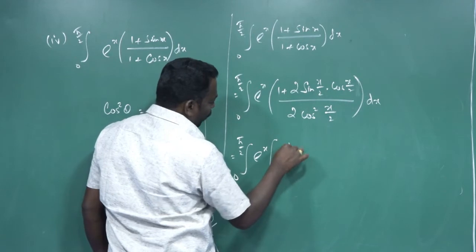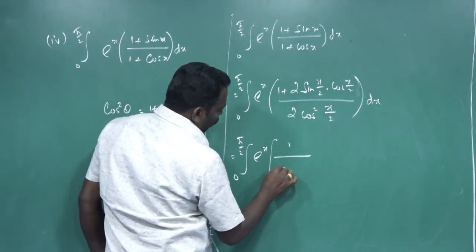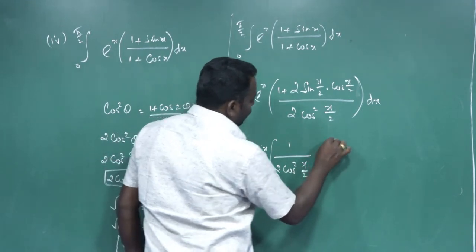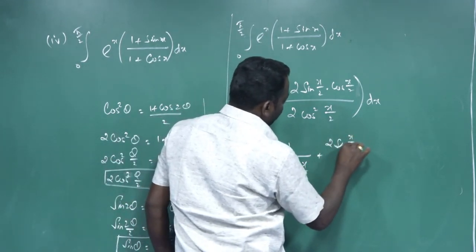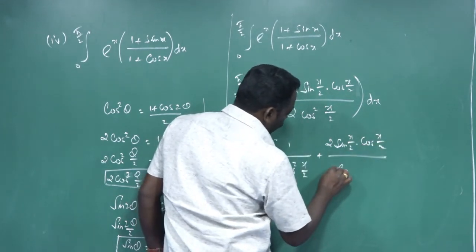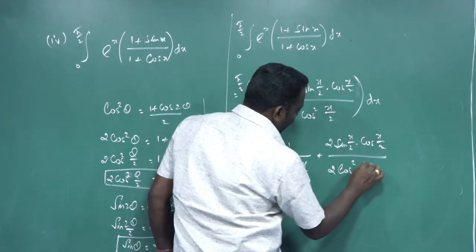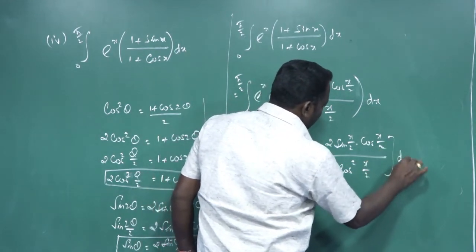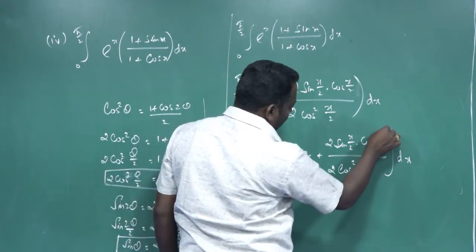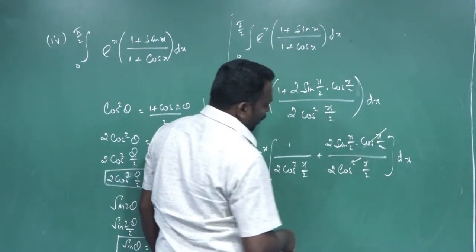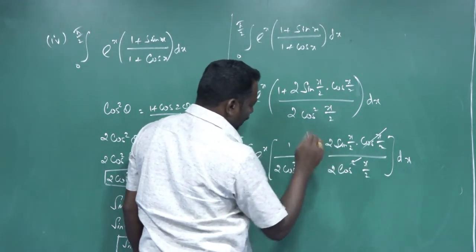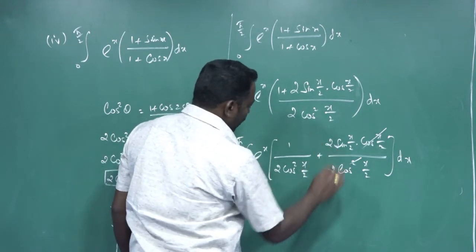Separating the numerator, 1 by 2 cos²(x/2) plus 2 sin(x/2) cos(x/2), over 2 cos²(x/2), dx. Now the terms are cancelled: one sin(x/2) term cancels, and then we can write 2 times tan x. Don't cancel the 2, keep it as it is.